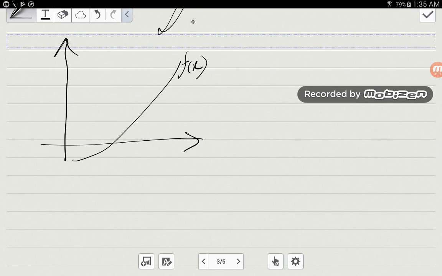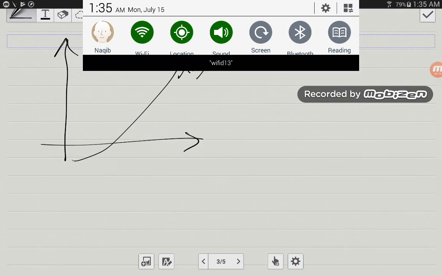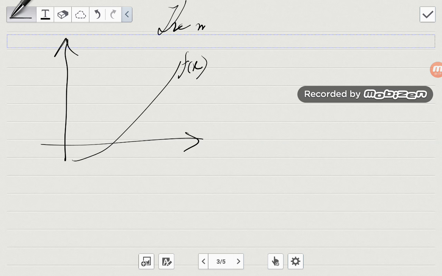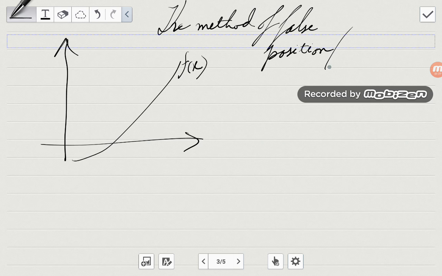The method of false position, or regula falsi. What we have here is a function f of x. Suppose this curve represents the function f of x, and we'd like to find the root right here by some numerical method.